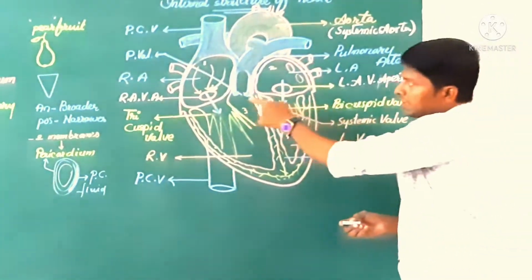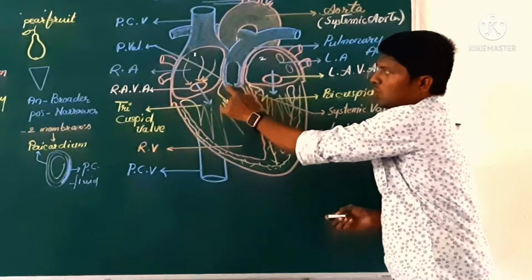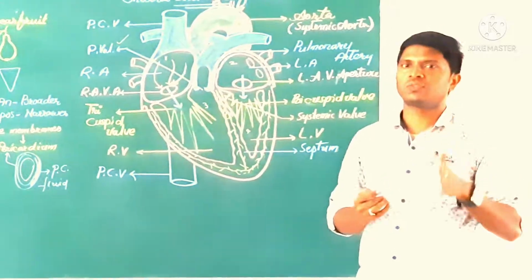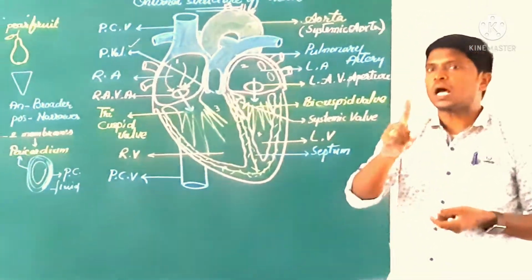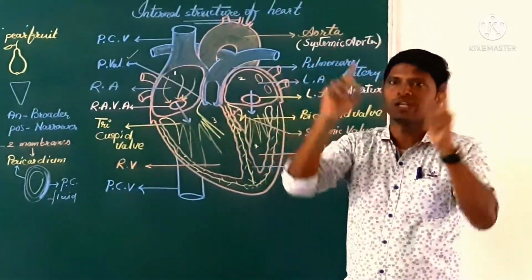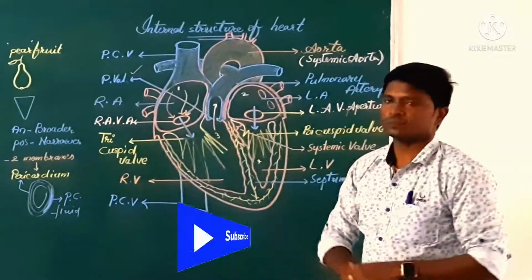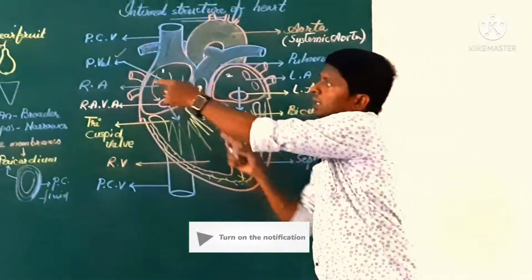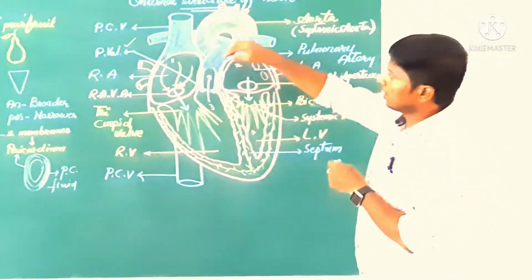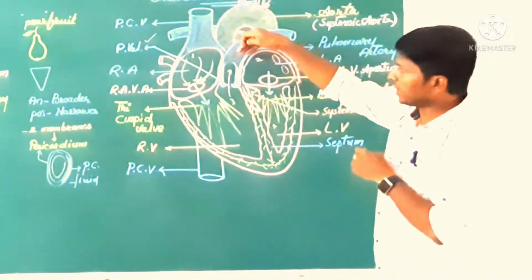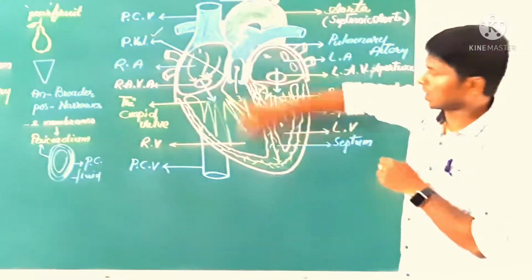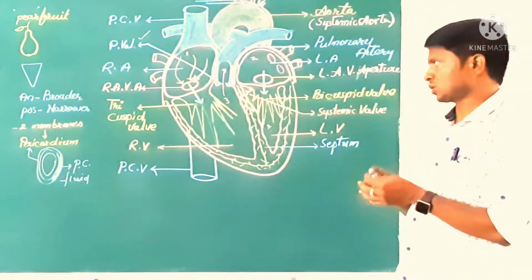Okay. Here there is a valve. This valve is called the pulmonary valve. Listen carefully. This pulmonary valve allows the blood from the right ventricle to the pulmonary artery only. Means like this. This pulmonary valve prevents the backflow of blood. Means it prevents the flowing of blood from the pulmonary artery to the right ventricle.